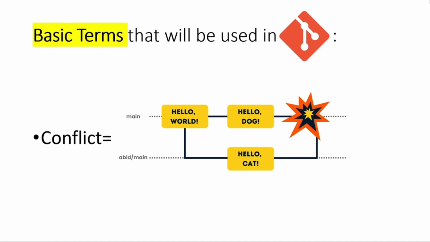Conflict. Now whenever we have two different branches and we want to merge them, but both of them have separate codes, then they can't be merged, right? Because to merge a branch, the code should be similar but changes should be added to the code. Then only the branches can be merged. But if both the files are totally separate, then how will we merge them? Like first it was hello world, then we changed it to hello cat in the ABID branch, and in the main branch we changed it to hello dog. Now if we try to merge these two things, then it can't be merged because a conflict arises. That is the meaning of conflict in Git.